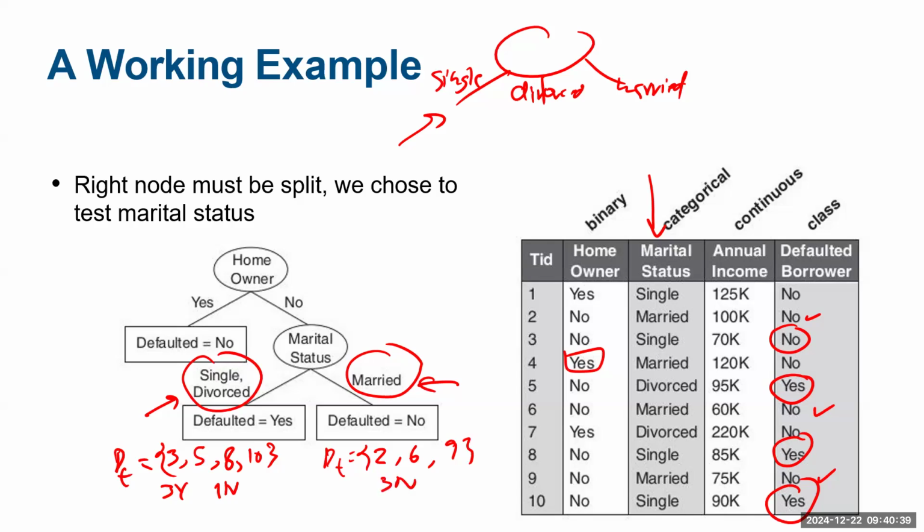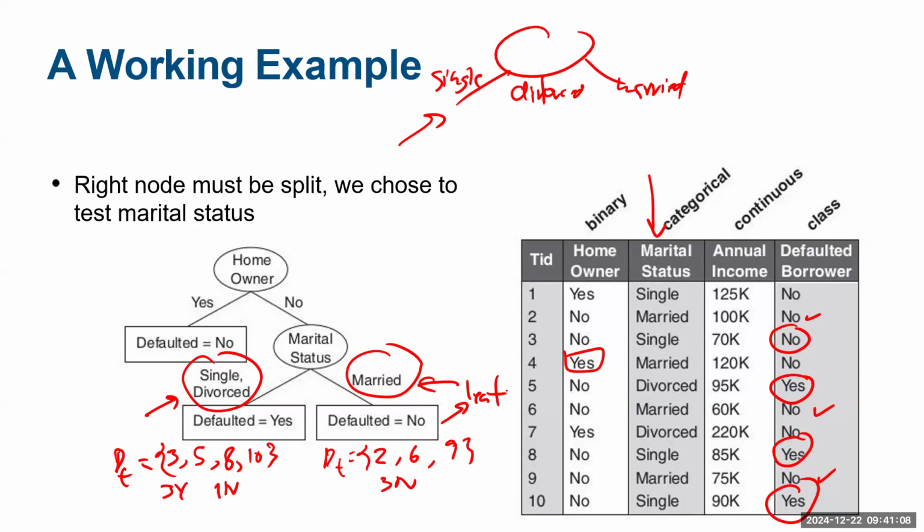And 2, 6, and 9, all of them are no, right? So that means for this node, everything is the same class. Every data is the no class. So this node is going to become a leaf node, right? Everyone agrees. There's no need to further break it apart.